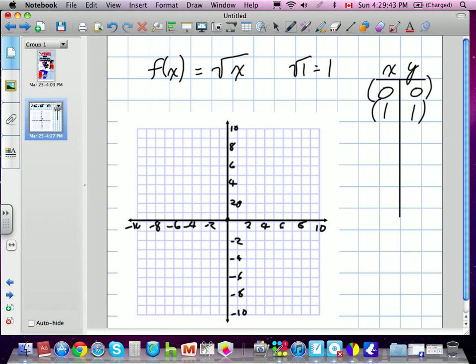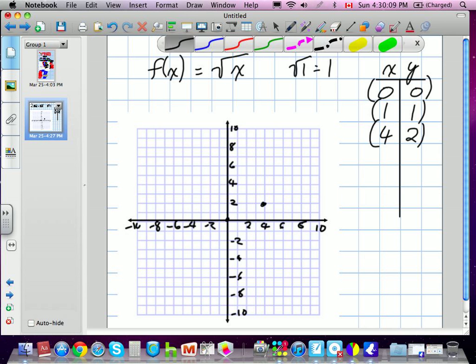Now, I could put the square root of 2, but I'm going to get an odd number, right? So let's just try to stick to points that will give us whole numbers. We can definitely do it, but it'll be hard to graph because it's going to give us a large decimal. So what's the next smallest number we know we can get an even root out of? 4. So let's put in when x is 4, what is y? 2, that's right. So we go x 4, y 2.